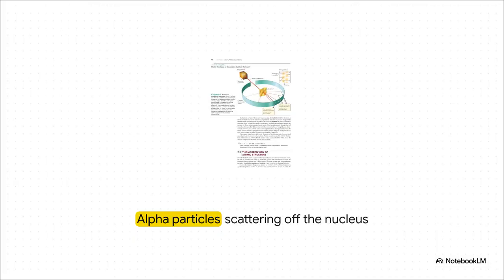So, what on earth actually happened? Because most particles went straight through, the atom had to be mostly empty space. But occasionally, alpha particles were scattered at massive angles, and that could only happen if they smashed into something highly concentrated. The positive charge wasn't some soft, diffuse pudding after all. It was a microscopic, incredibly dense core.